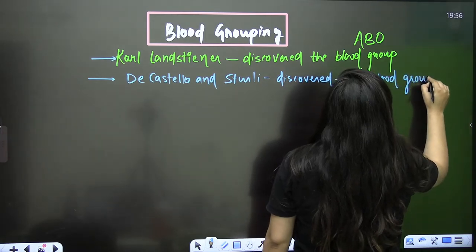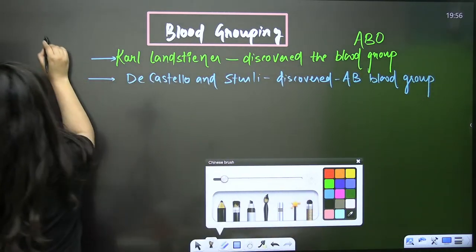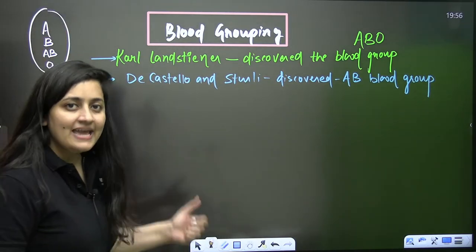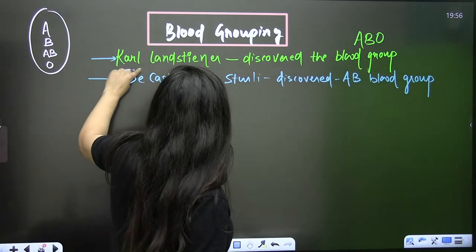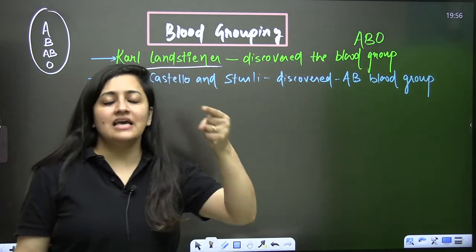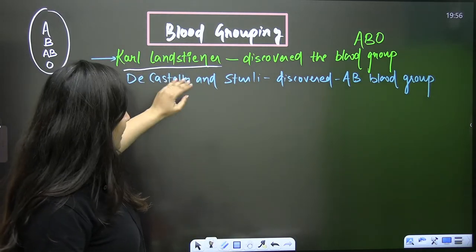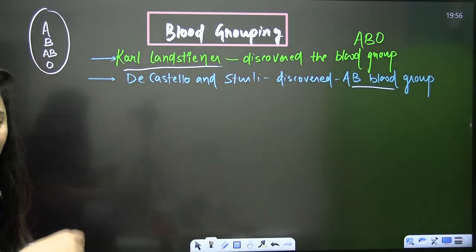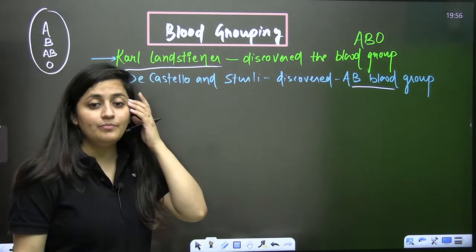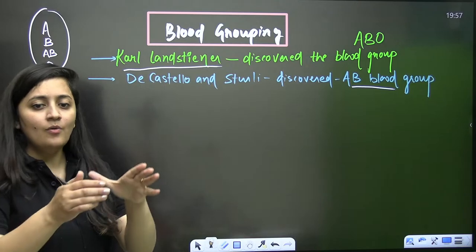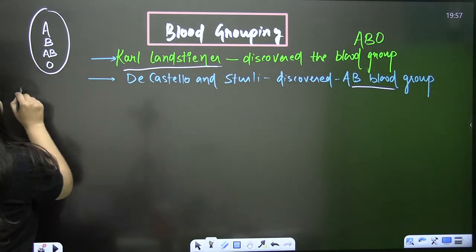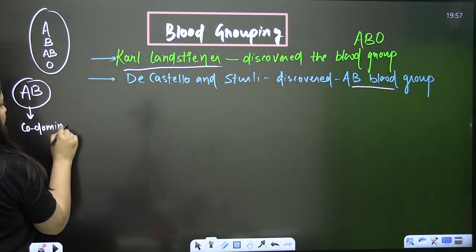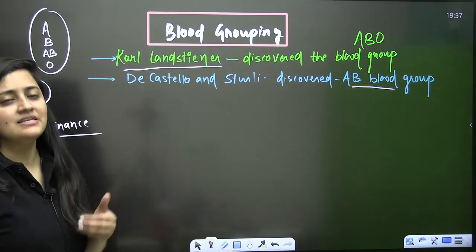But when we talk about blood groups, we discuss the A blood group, the B blood group, the AB blood group, and the O blood group, isn't it? So A, B, and O were discovered by Karl Landsteiner, but Decastello and Sturli, the students of Karl Landsteiner, discovered the AB blood grouping system. Now if I relate it with genetics, I hope you remember that A and B show the AB blood group, it shows codominance. Both the alleles are expressing themselves simultaneously.